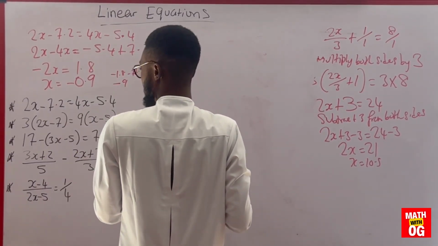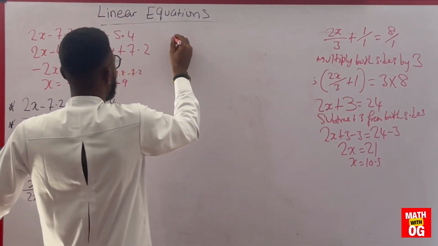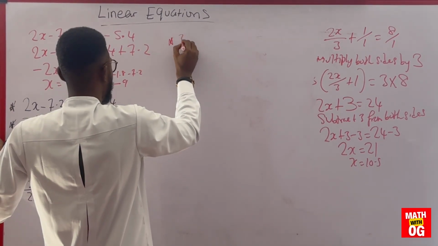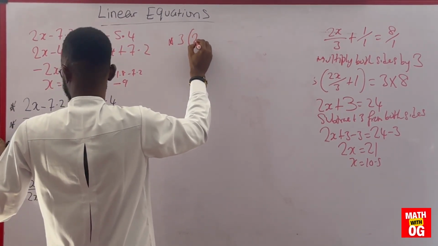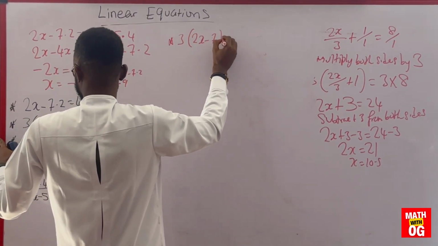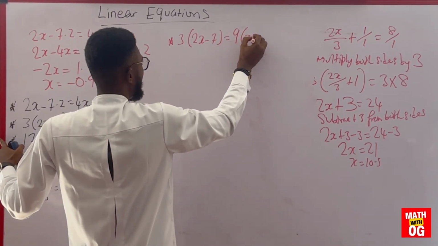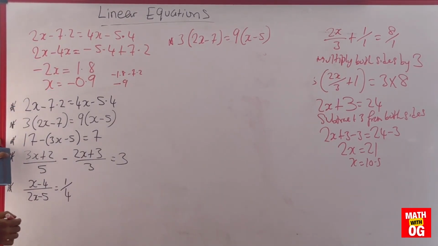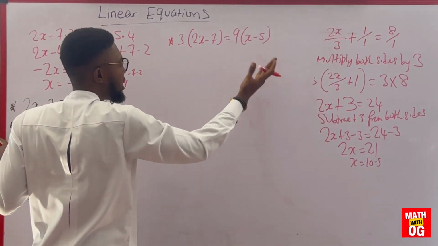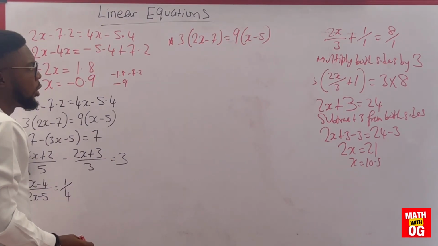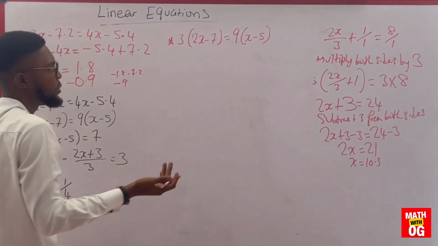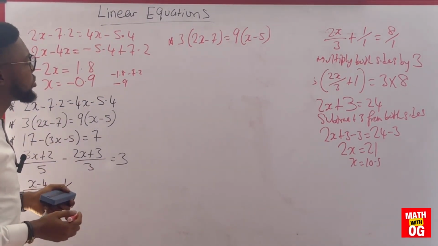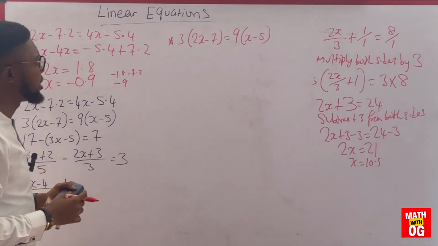Over to the next question. You have 3 into 2x minus 7 is equal to 9 into x minus 5. Now there are two ways to solve. You can expand, then you solve, or you can choose to divide both sides by 3 before solving. So let's solve using the two ways to create better understanding.